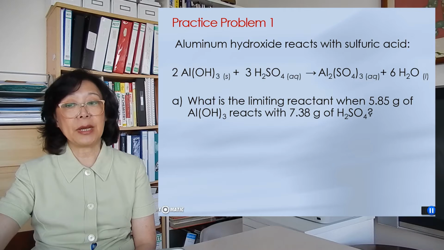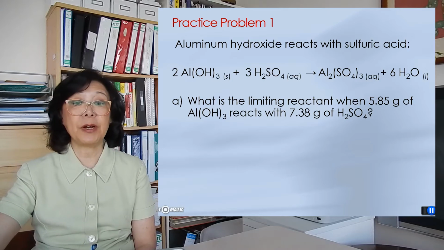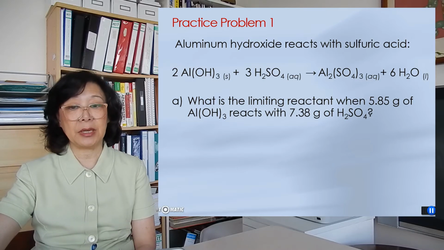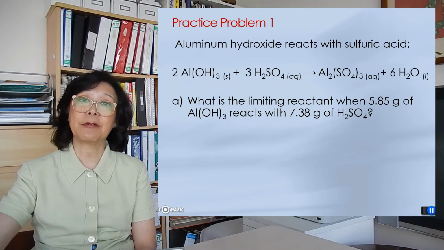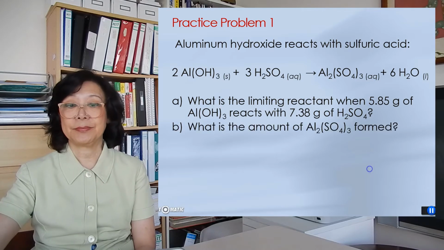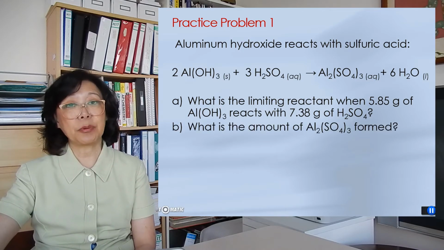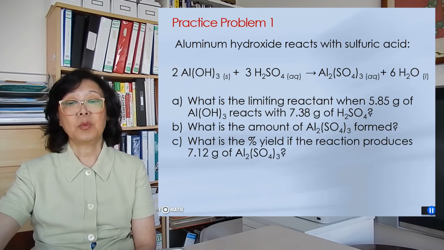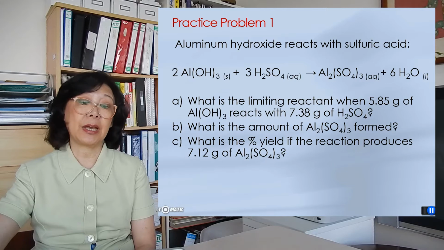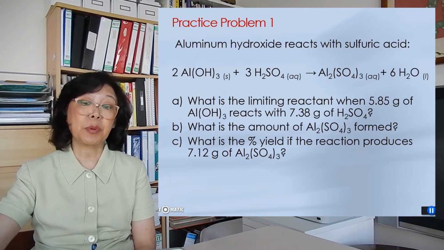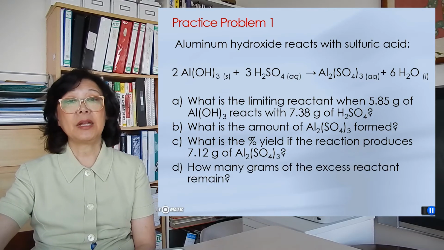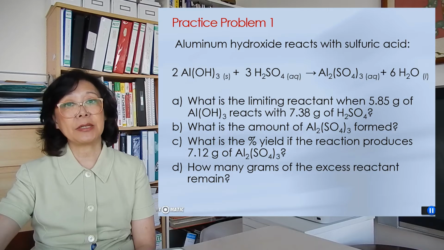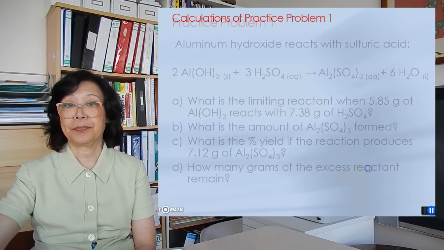What is the limiting reactant when 5.85 grams of aluminum hydroxide reacts with 7.38 grams of sulfuric acid? What is the amount of the product, aluminum sulfate, to be formed? What's the percent yield? We will actually get 7.12 grams of the product. And how many grams of the excess reactant will be left over?